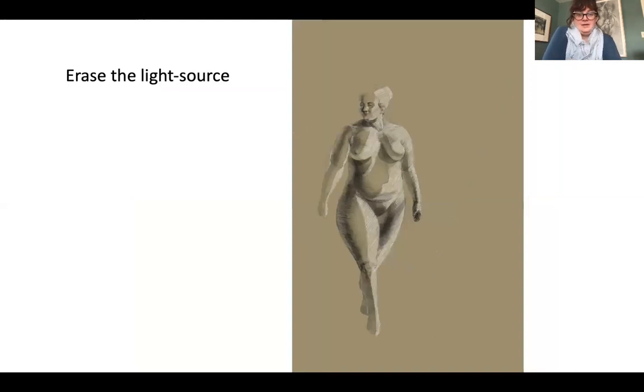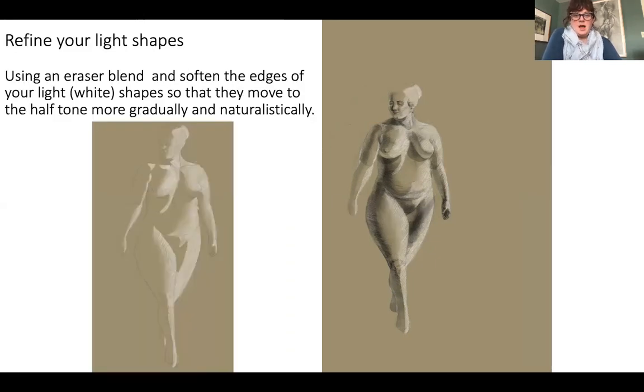All right, next step, erase your light source, because you don't usually actually see the direction of light until it finds a surface to land on, or unless the atmosphere is really, really thick with dust or something. And then as the very last step, go back and nuance your light shapes so that they feel more related in character to the form shadows that you created.